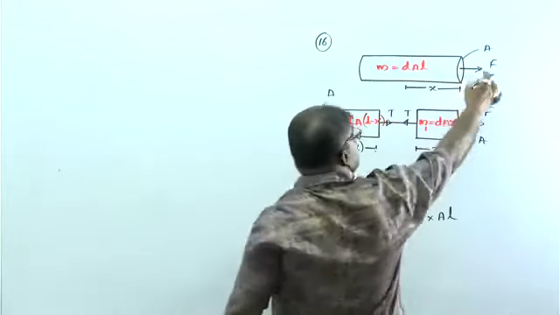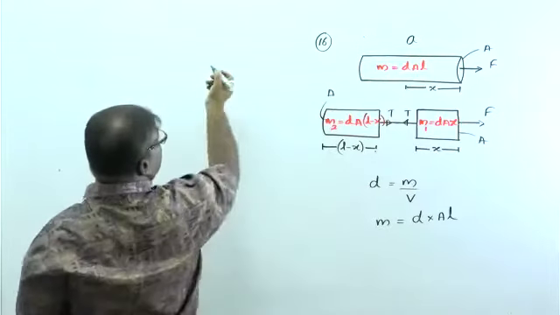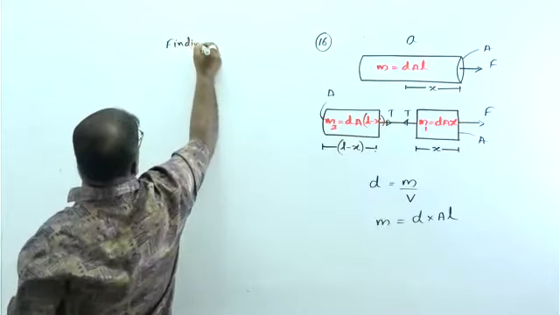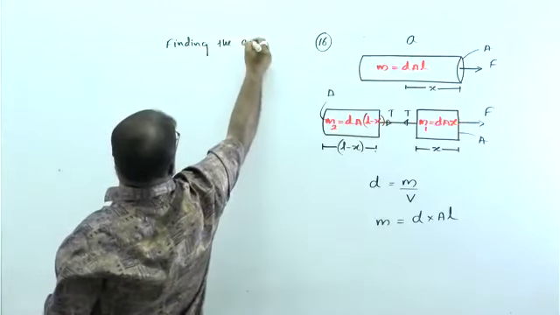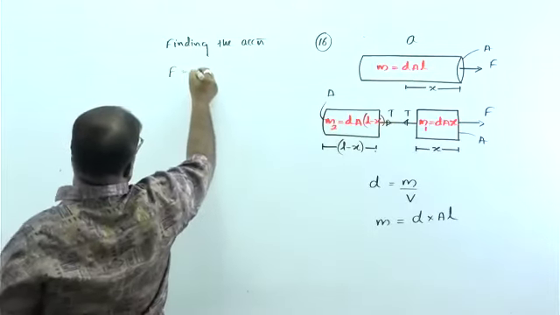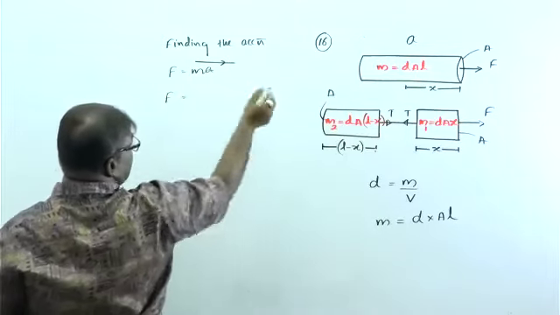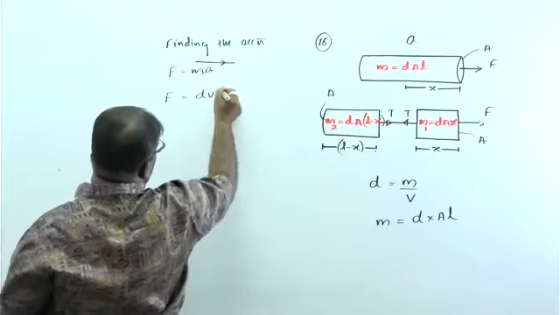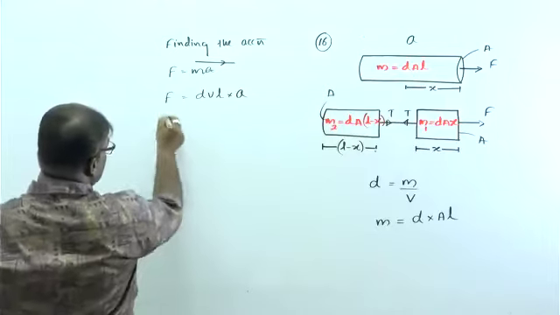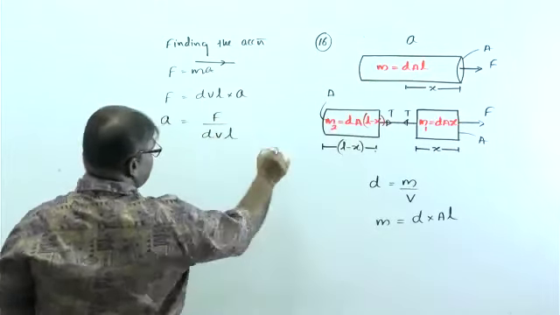As soon as a force is given, you must find its acceleration. Right. We are going to find that acceleration. Write it down, finding the acceleration. Okay. Applying F equal ma, the applied force is F. Mass is density into volume into length L multiplied by acceleration A. Then A could be F divided by dVL, right?